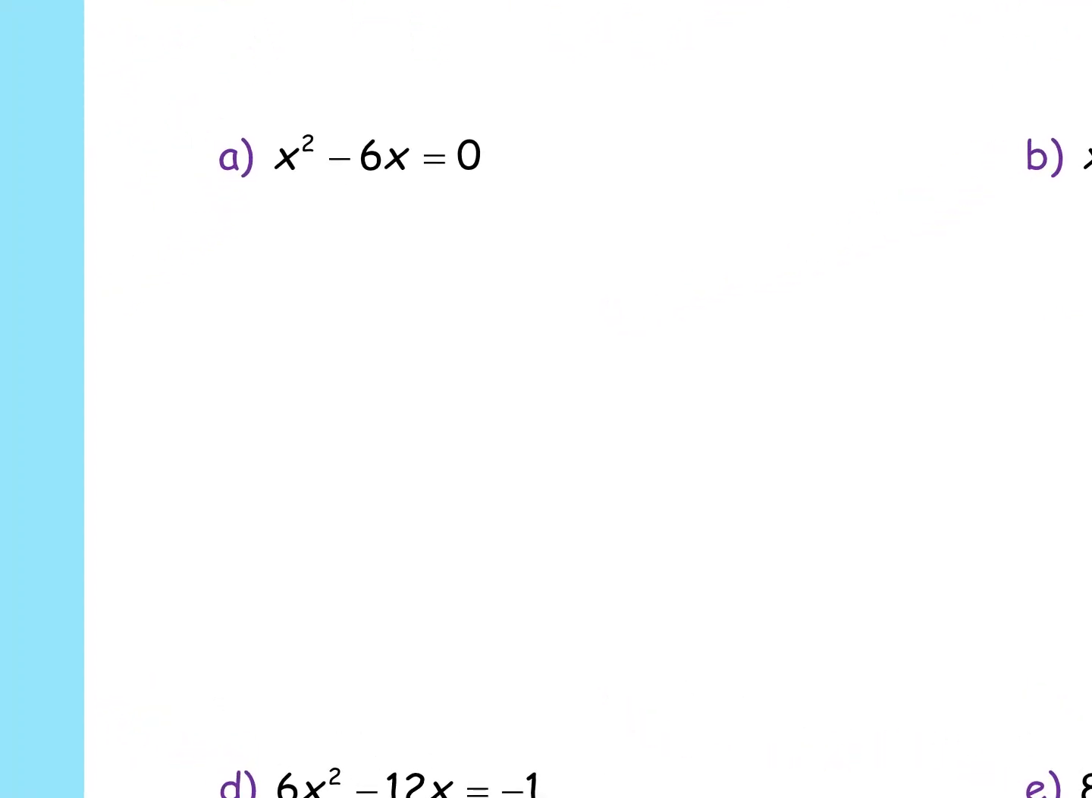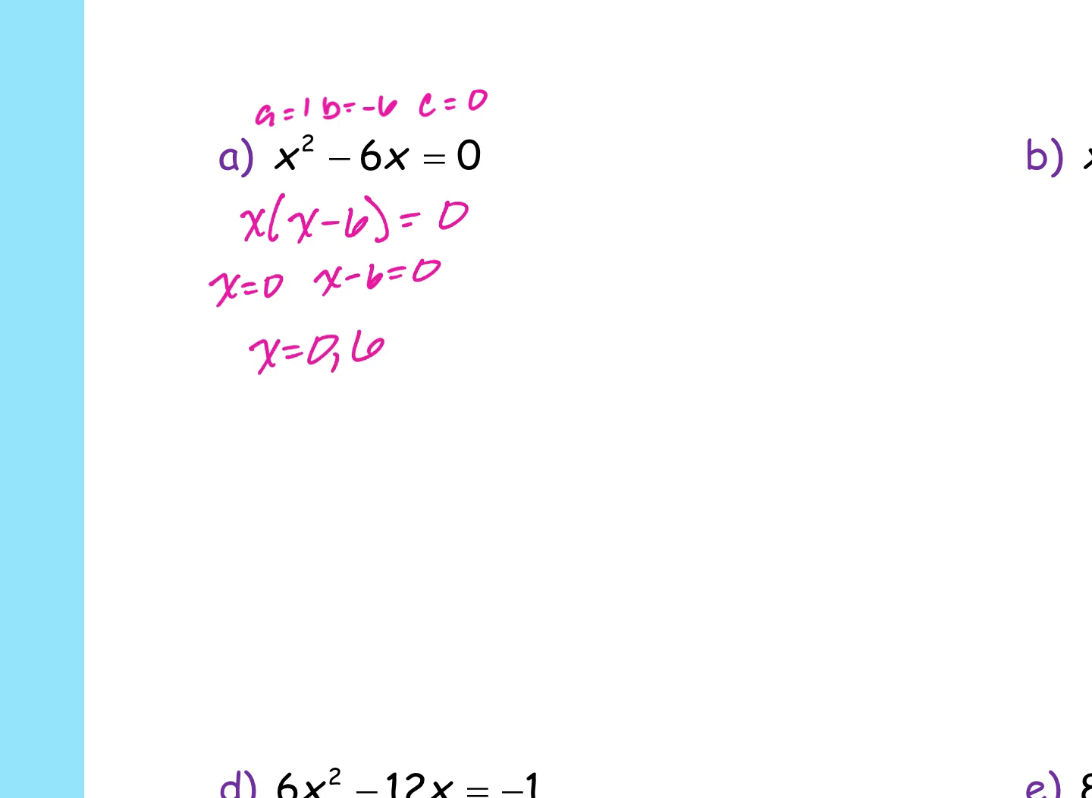On the first one, I factored, so I just took an x out, and I said x times x minus 6 equals 0. So I have two things multiplied together that equals 0, right? You could apply the quadratic formula. It works also. You would just do a equals 1, b equals negative 6, and c equals 0. So if you did the quadratic formula, that's what you would use for a, b, and c. But this one's just a little faster. x equals 0 or x minus 6 equals 0. So x is going to equal 0 or 6.